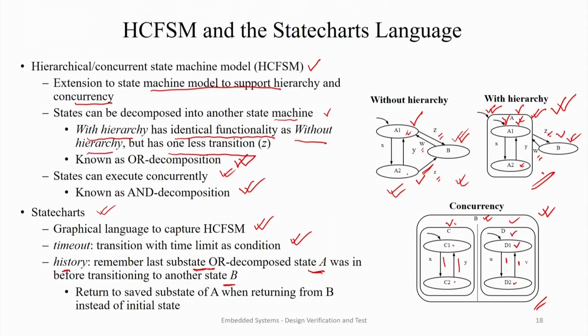So, the original HCFSM did not remember history. So, whenever you move from B to A, it will actually go to the initial state of A, which is A1. But state charts provide you the option of remembering history. So, you can go back to either A1 or A2. So, return to the saved substate of A when returning from B instead of the initial state. This is allowed by the state charts.